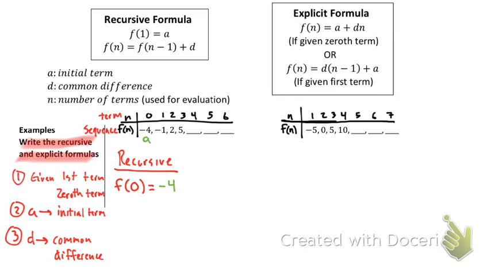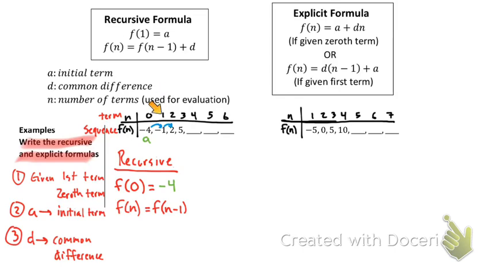The next thing we do for the recursive is f of n. N just stays in there because it's function notation. Equals, we don't plug in for n yet, f of n minus 1. I am just following what I have up here for the formula. Now, before I put in the d value, we have to find the d value, and the d value stands for common difference. So we have to ask ourselves, how do I get from -4 to the next number? What am I adding or subtracting? Remember, common difference is something that adds or subtracts to get to the next number.